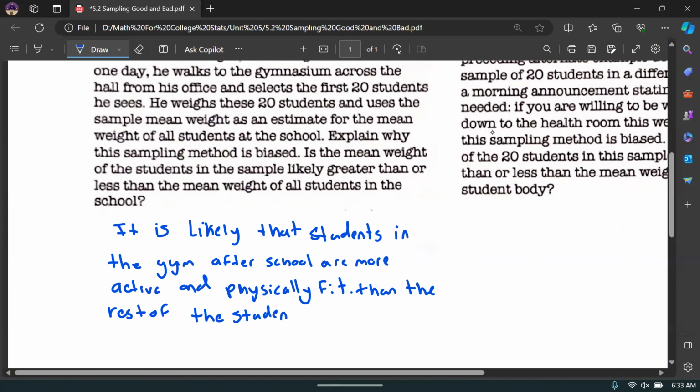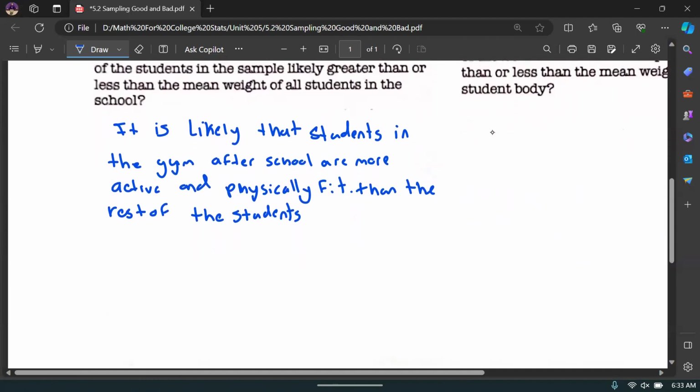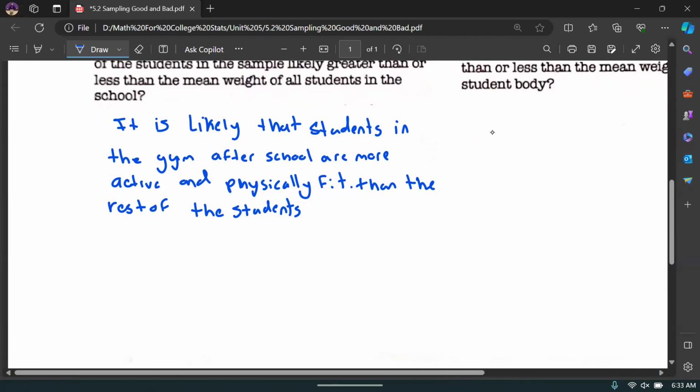All right, so what we've got so far is that it's likely that students in the gym after school are more active and physically fit than the rest of the students.